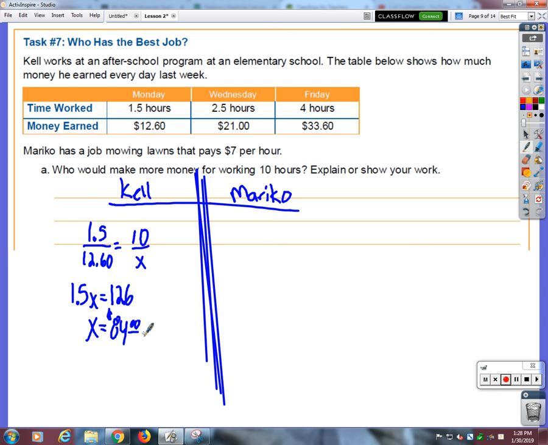If Mariko makes $7 an hour, how much does she make in 10 hours? 7 times 10. Yeah, there you go. $7 per hour equals $70 for 10 hours, which is basically a proportion, but it's the easiest kind of proportion that you could ever have.